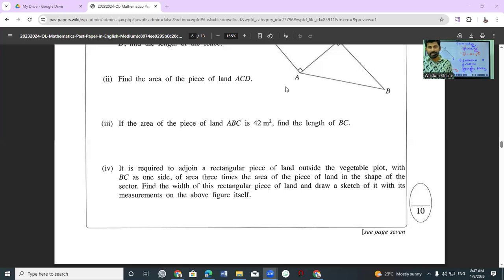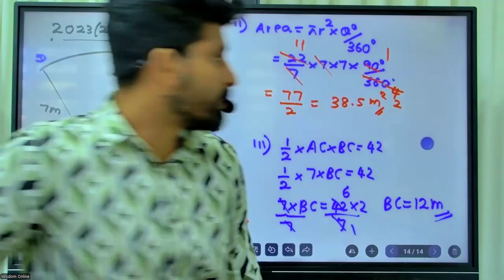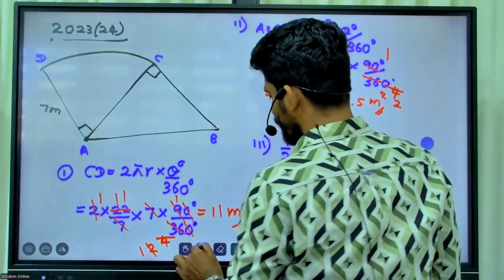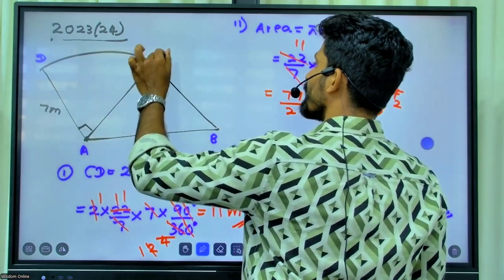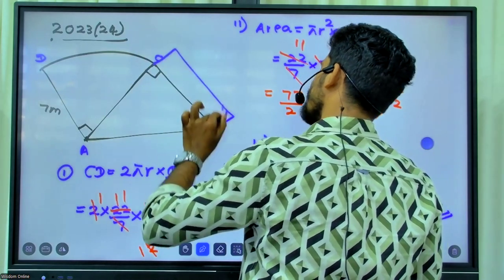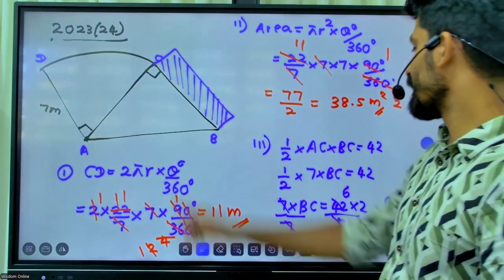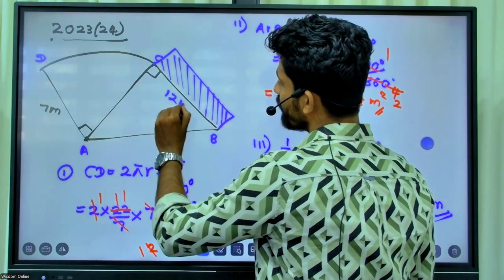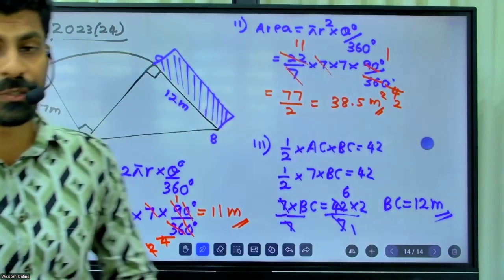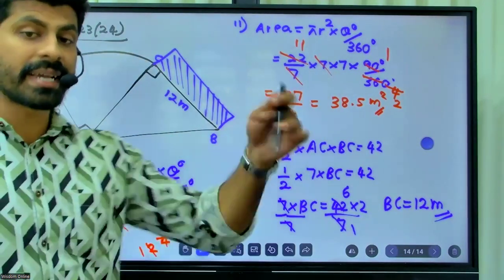Look at the last one. It is required to adjoin a rectangular piece of land outside the vegetable plot with BC as one side. Then we need to join a rectangle part with BC as one side. So BC, 12 meters, is one side. Now we need to join a rectangle with BC as one side.